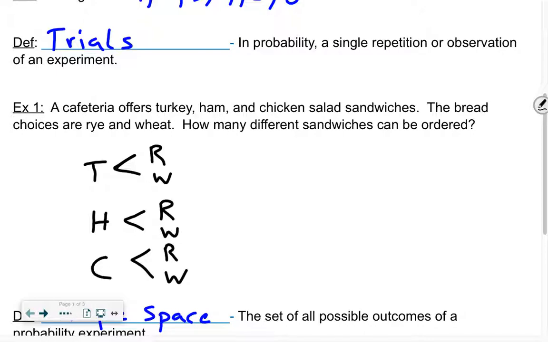And there they are. And notice, because we have two types of breads for each meat, that will get us a total of 6 different sandwiches we can make. Now, a lot of you are saying, well, we had 3 types of meats and 2 types of bread, so 3 times 2 gets us 6. And you're totally right. This leads into our multiplication principle that we will use here in a little bit.